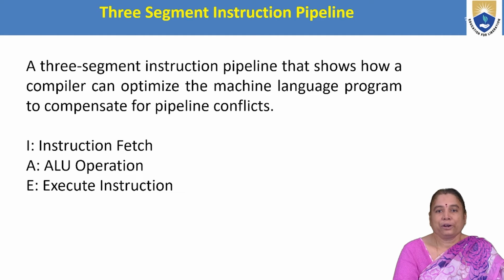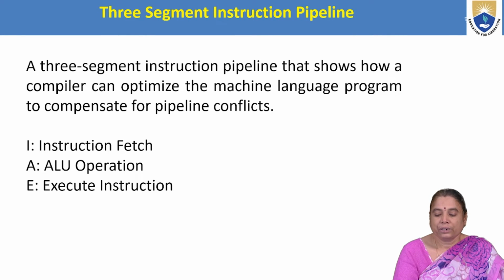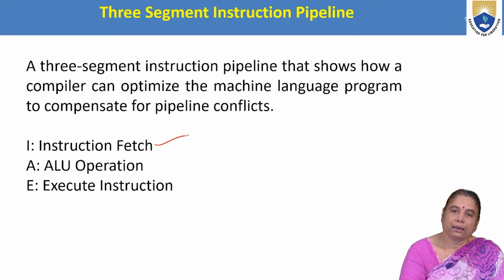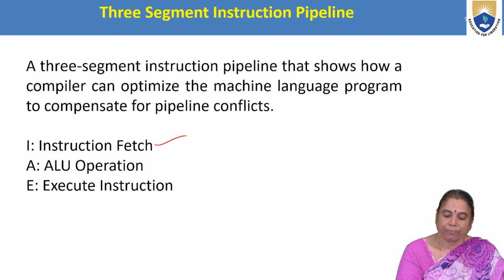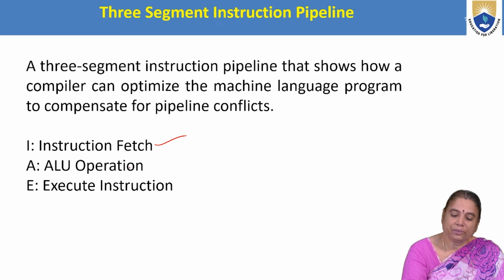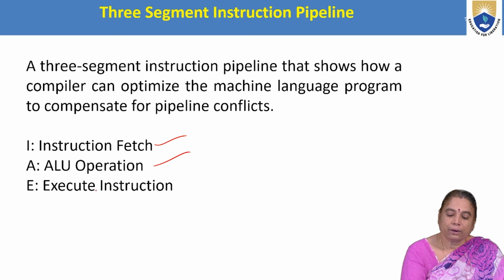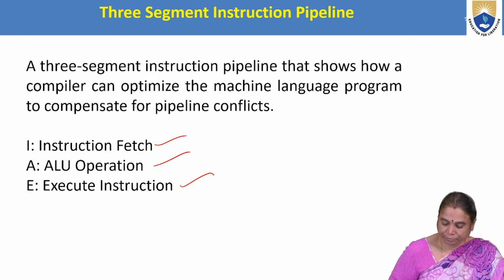So it is a reduced one. A 3-segment instruction pipeline can be used here for instruction execution. What can those 3 segments be? The first segment can be referenced with I, and it is instruction fetch. The second segment is the ALU operation. The third segment can be referenced with E, the execution of the instruction.